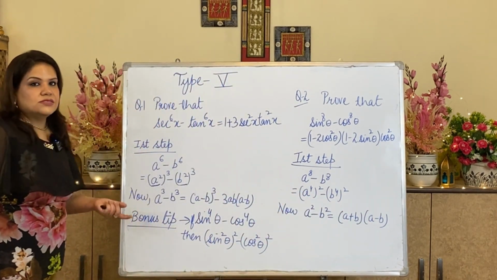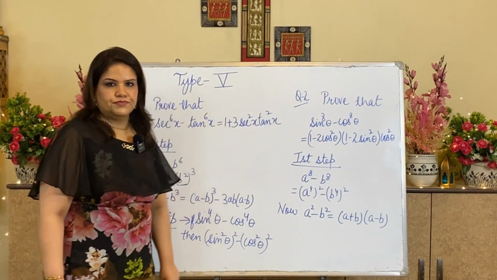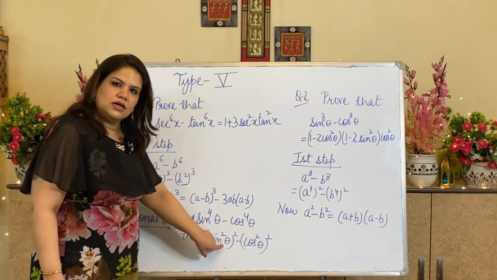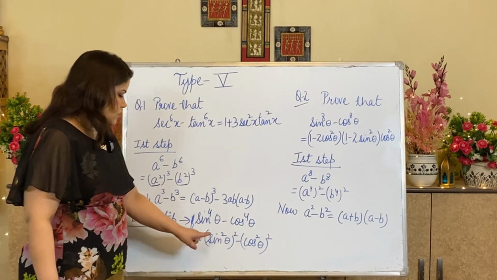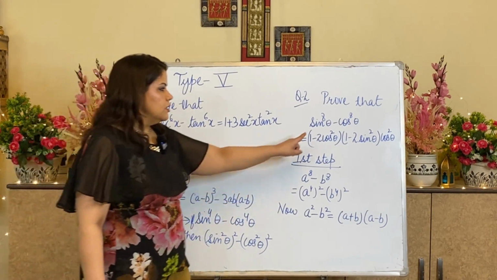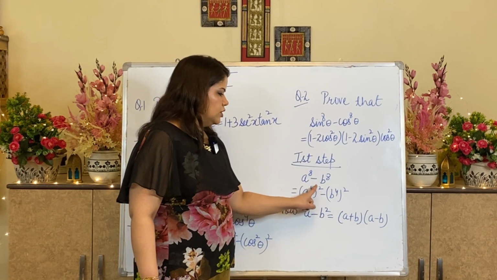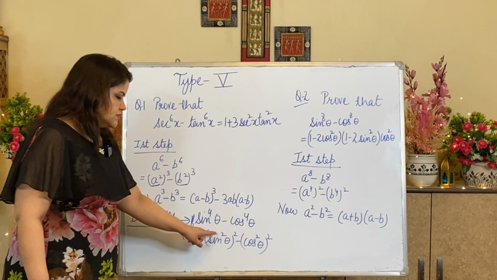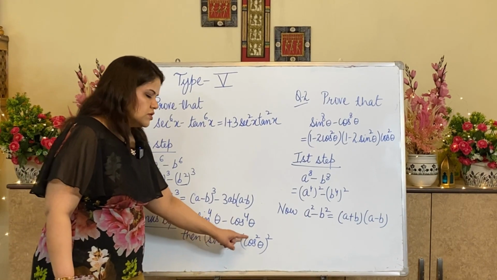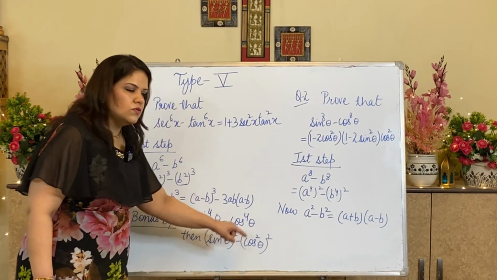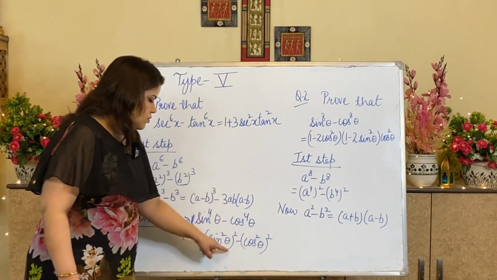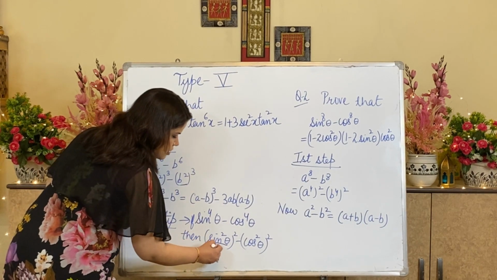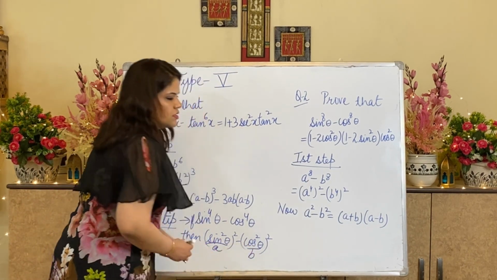Now the bonus step: if the power is 4, then it is very easy. You will keep the square inside and square outside because 2 into 2 is 4. Here 2 into 4, 4 into 2 is 8. So now here also sin square theta whole square minus cos square theta whole square. So now you can use a square minus b square here also. A will be sin square theta and b will be cos square theta.